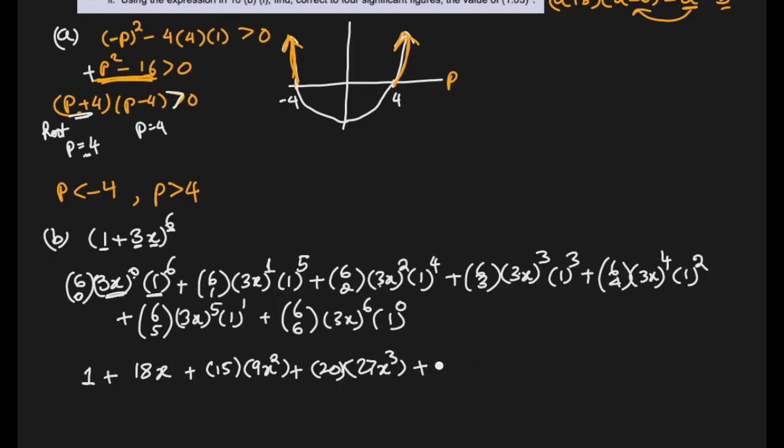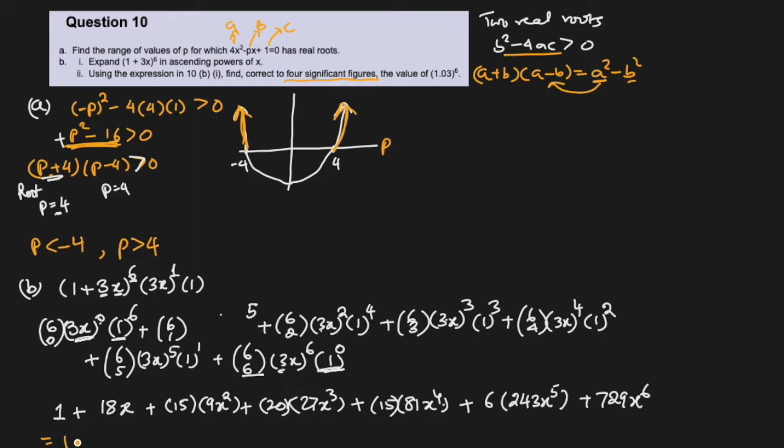6c4 is again 15, 3 to the power 4 is 81, x to the power 4, plus 6c5 is 6, 3 to the power 5 is 243, x to the power 5 and 1. 6c6 is 1, this is 1, and 3 to the power 6 is 729, x to the power 6.